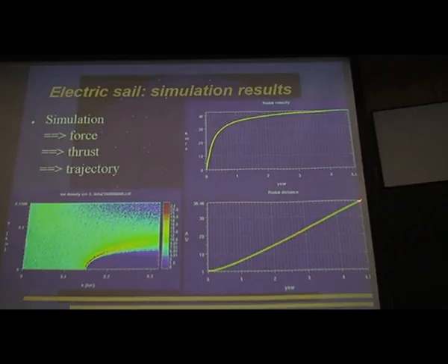And here is the corresponding radial distance. After 3 years, for example, we are at 23 AU distance. And Pluto distance, about 30, is crossed in less than 4 years in this case.